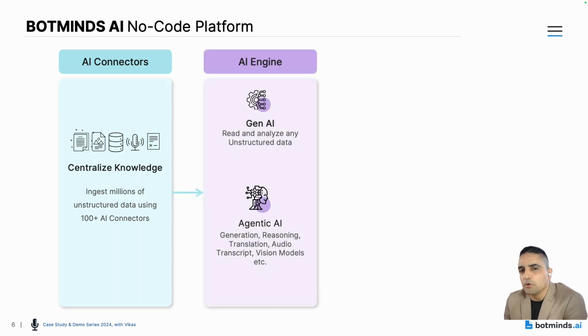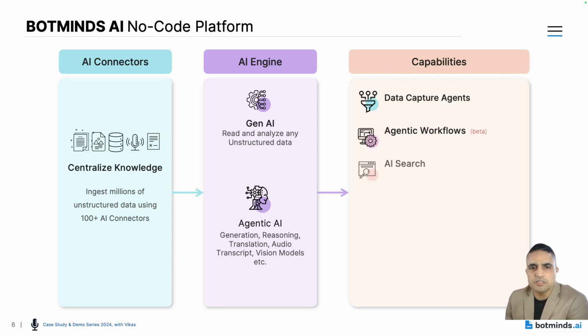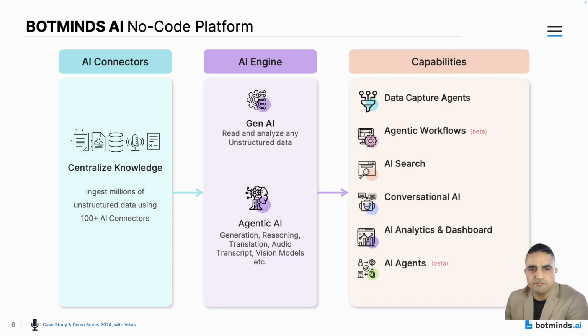Our AI engine offers both generative and agentic AI. Through GenAI, we read and analyze all kinds of unstructured data independent of template. And through agentic AI, we bring in reasoning, automation, and autonomous process execution. The last pillar is Botminds capabilities. We offer six different capabilities as part of our platform.